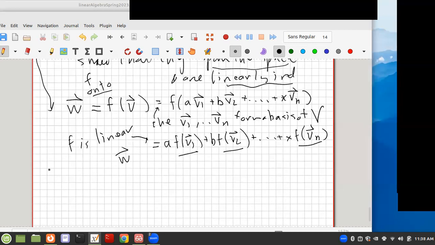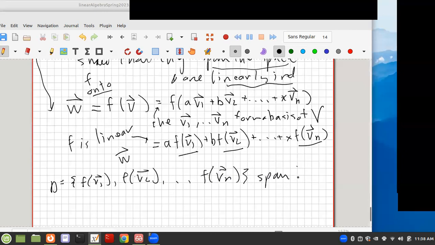Therefore, right away, we have just shown that the set F of V1, F of V2, F of Vn spans W, because I chose any W, used that F is onto to write it as the image of some linear combination of basis vectors in V, then used linearity to transport that over to W, and I can see that the images of the basis vectors in V span the space in W. Hopefully the value of this is you see how we're using the concepts directly, which helps you become familiar with those concepts.